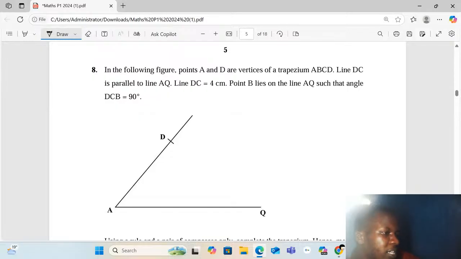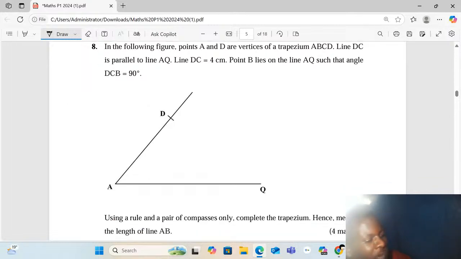Line DC is parallel to line AQ. Line DC is 4 centimeters. Then point B lies on the same line AQ such that the angle DCB is 90 degrees. Now they're saying, using a ruler and a pair of compasses only, complete the trapezium, hence measure the length of line AB. So you have to complete this trapezium and measure the length AB.